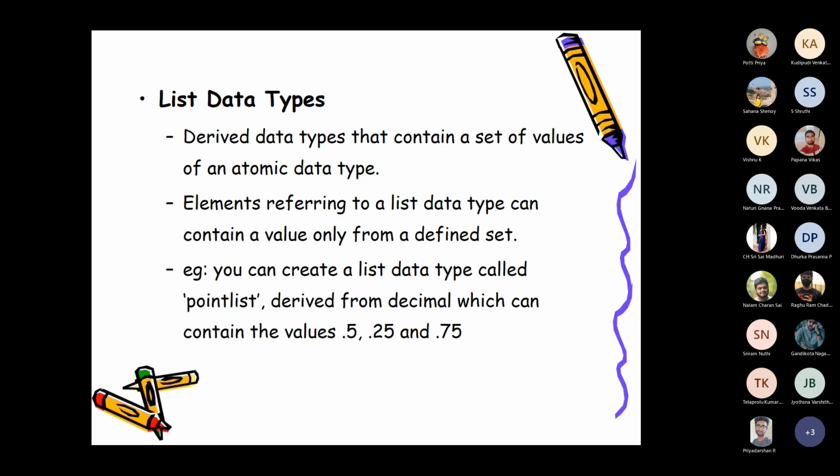That's it. List data types are derived data types that contain a set of values of an atomic data type. Elements referring to a list data type can contain a value only from a defined set. You can create a list data type called point list derived from a decimal, which can contain values like this. So from an atomic data type, you can create a set, and that can be a value for a list data type.